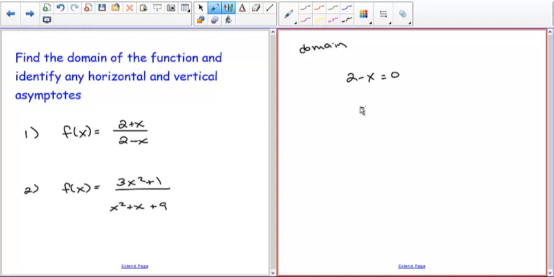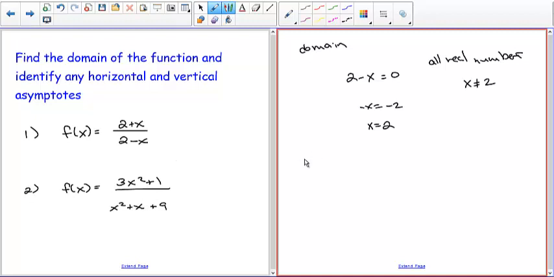So if you subtract 2 from both sides, you get that x equals 2. So what we would say is, you could say all real numbers except x does not equal 2. That would make the denominator go to 0. Now you can have rational functions where you don't have any vertical asymptotes. The next problem is probably an example of that.